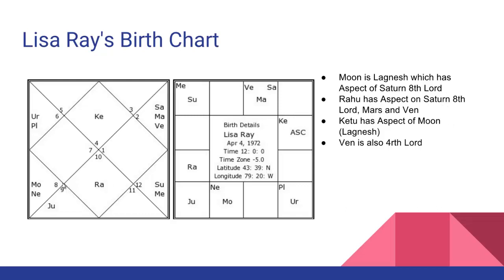Mars and Venus: Rahu is in the 7th house, having the aspect on Saturn, the 8th lord, on Mars, which is our blood, and on Venus, which is the 4th lord as well. So if you count 1, 2, 3, 4, 5, then there can be a possibility.